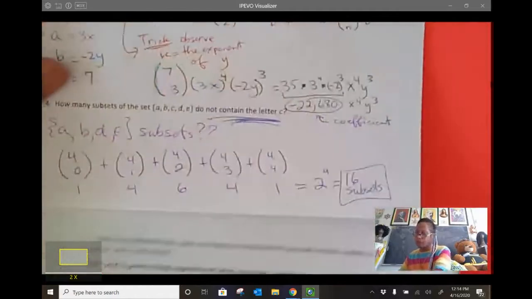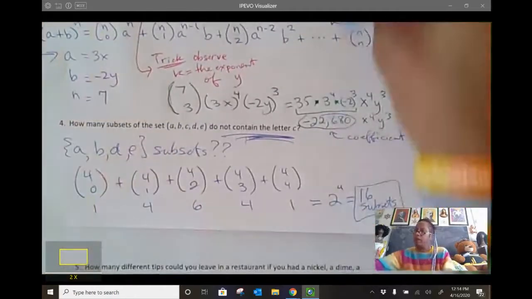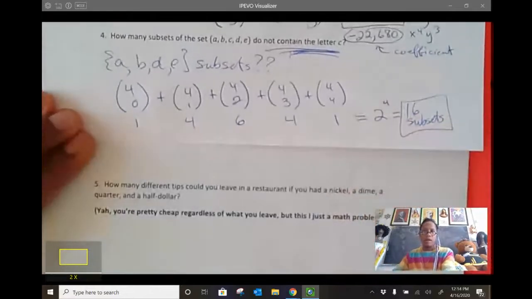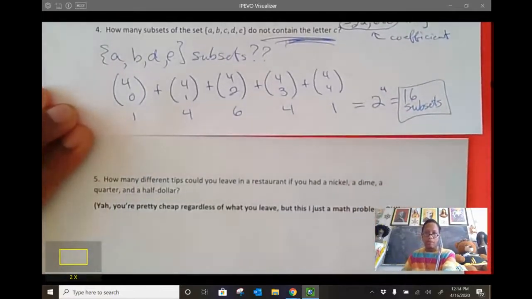Actually, maybe you're writing that. Let's keep that up here because this question is kind of related. So, question five. How many different tips could you leave in a restaurant?